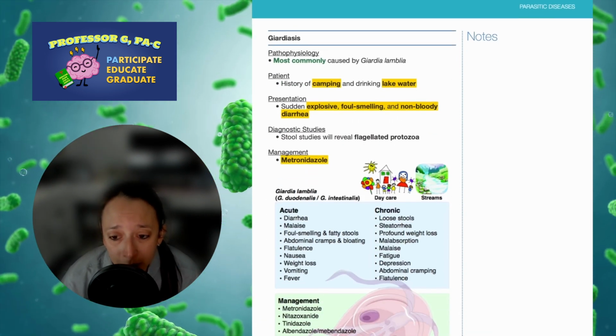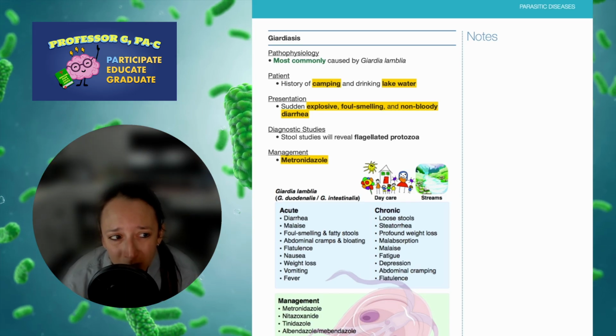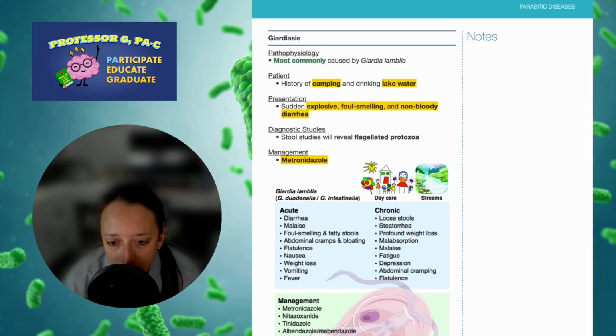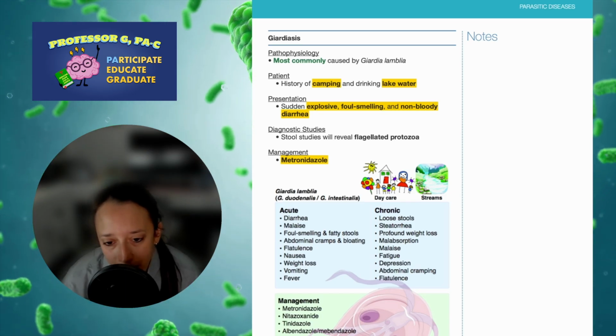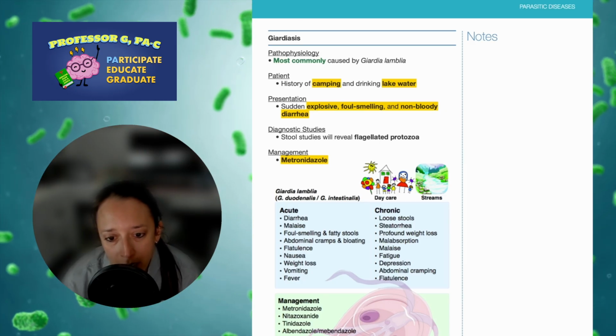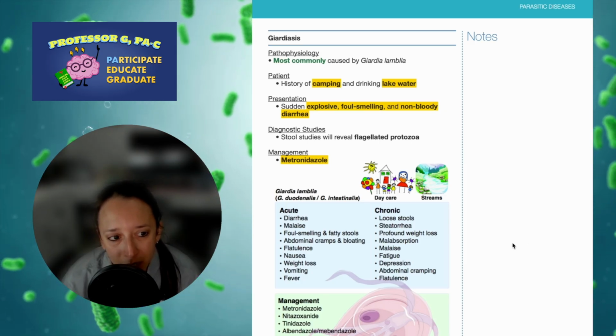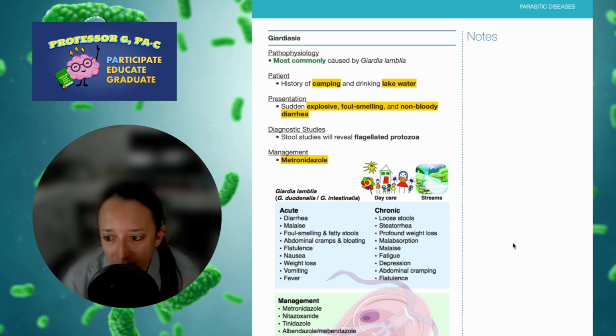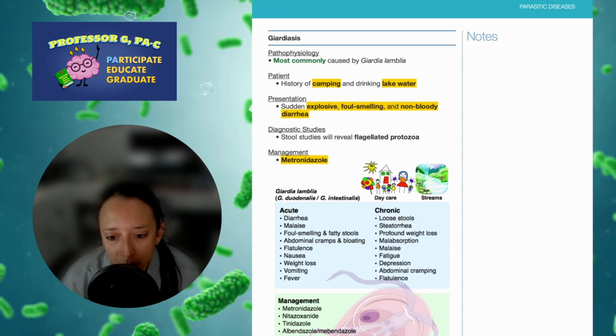Giardiasis. So Giardia lamblia is transmitted usually by contaminated lake or stream water. It's classic on camping trips, so look for that in the vignette. Presentation: explosive, foul smelling, non-bloody, and greasy diarrhea, along with bloating and flatulence.